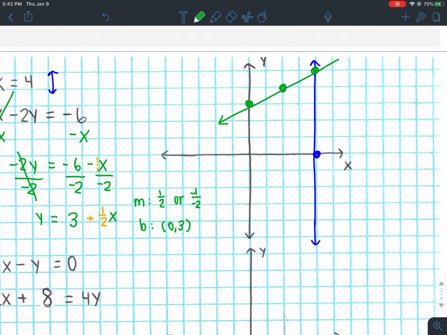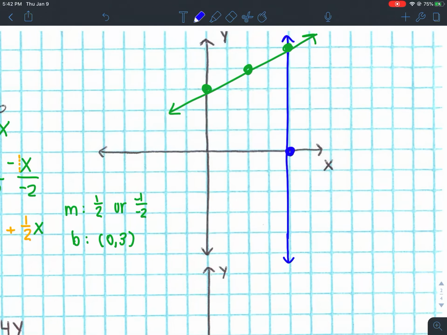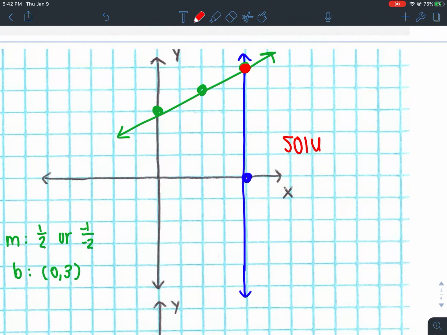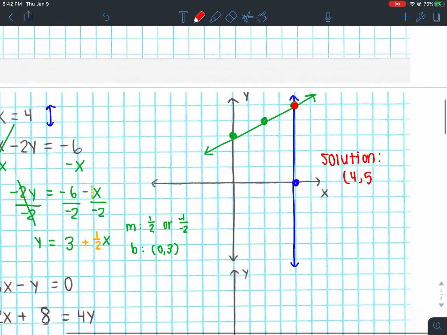So, what do I notice? Well, I see that it crosses my blue line, and it does cross at a point. I know we didn't put a point on the blue line, but there is a point there. Now, what is that point that they cross at? Well, they cross right here. And that solution is the point 4, 5. So it's going to be to the right 4 and then up 5. Okay, so that's our solution.